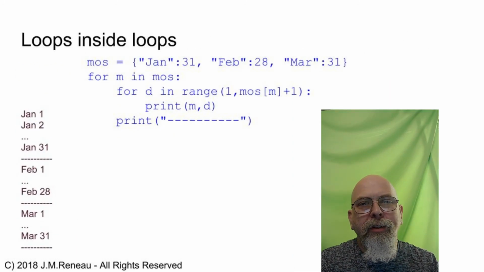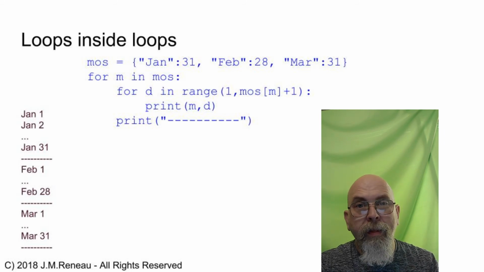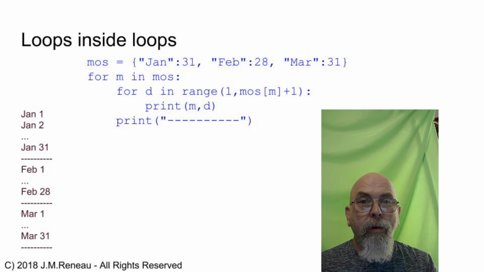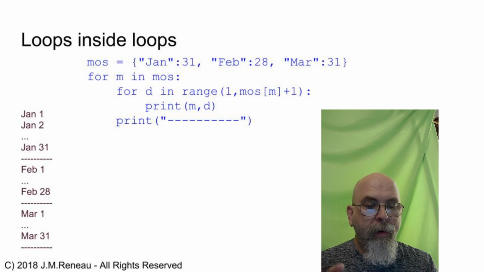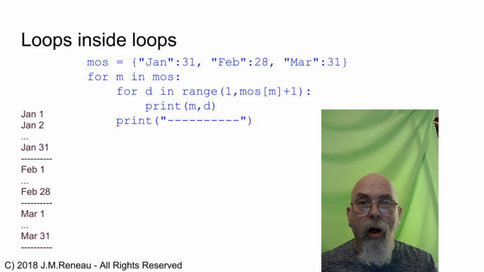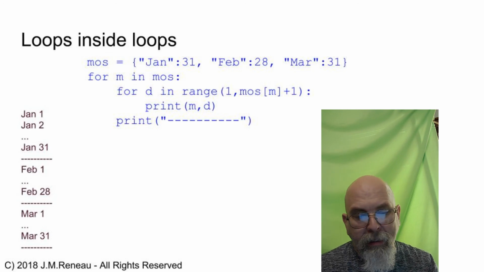In our last example, just to show you some of the power of the for loop, notice that we have here a loop inside of a loop. We're using a dictionary that contains the months of the year with the value of how many days there are in the month. Then you can see that in the second line, we get M as month, which would give us the key or the three-letter abbreviation of the month name. Then for D in range of 1 to MOS M plus 1 gives us the number of the day, 1, 2, 3, all the way up to 31 for January, all the way up to 28 for February. And it then prints out the month and the day, kind of like a calendar. Not the prettiest calendar, but it works.